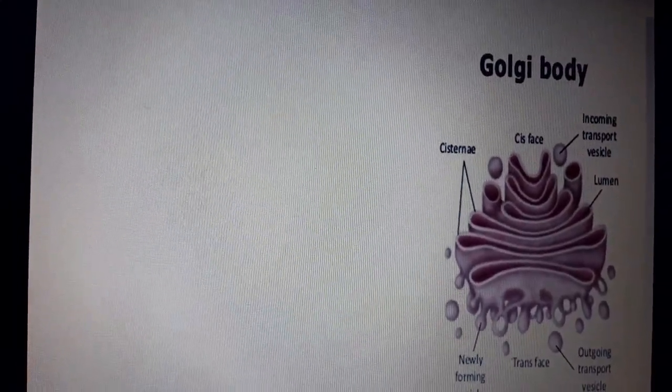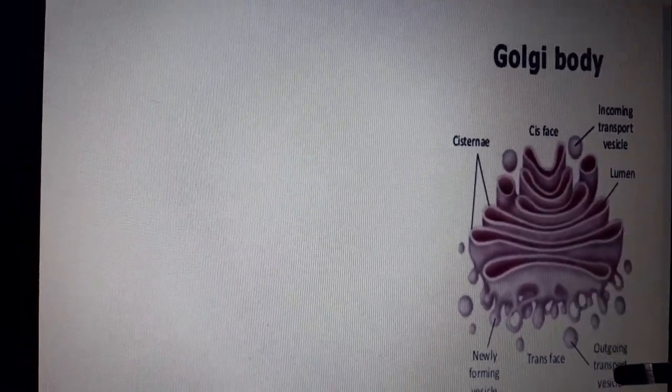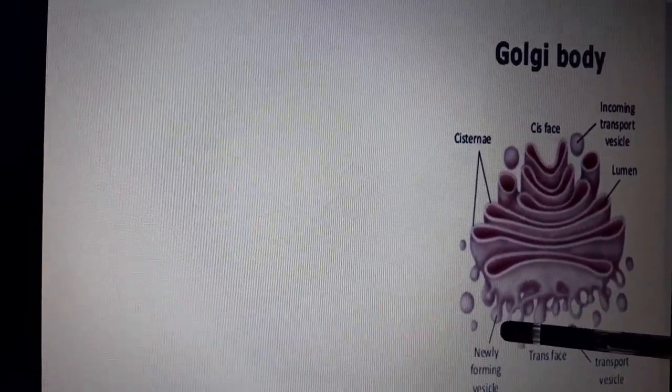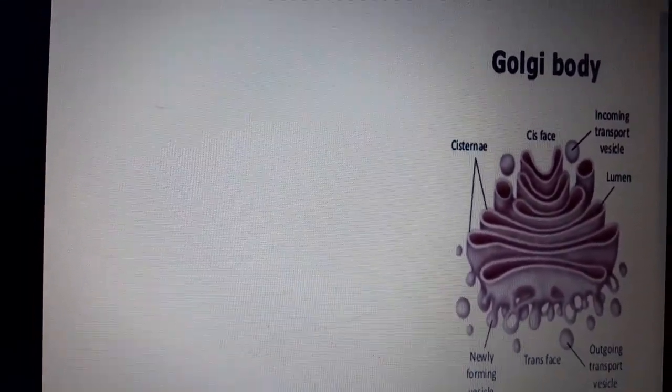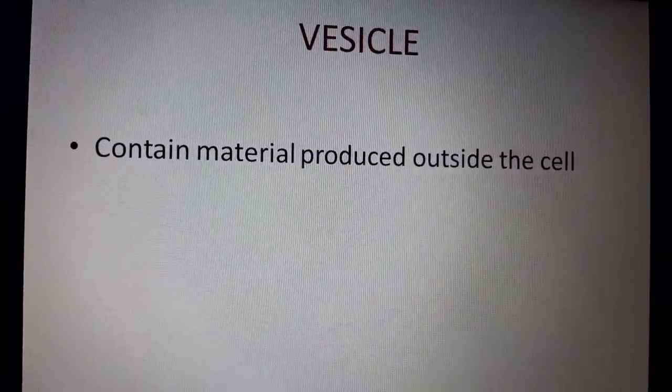These are the Golgi bodies. These Golgi bodies have the outgoing transport vesicles, similarly newly forming vesicles through which they transport the material outside the cell. Vesicles contain the material produced outside the cell.